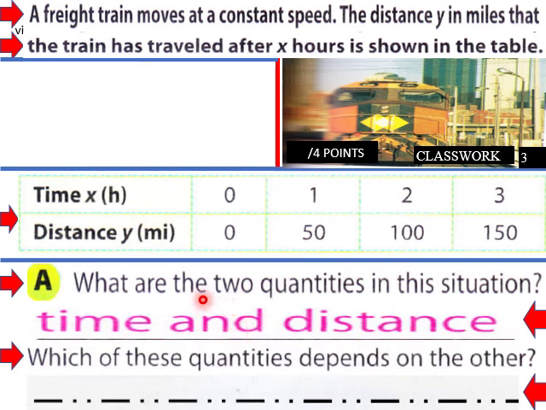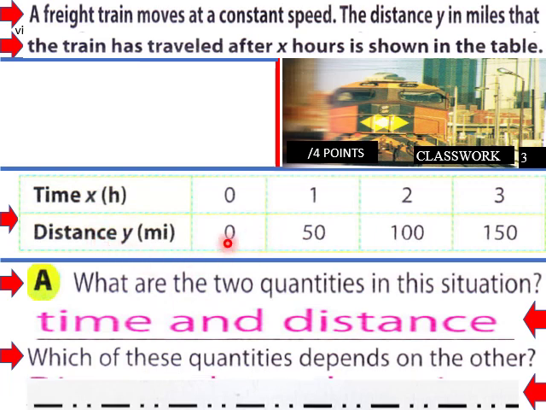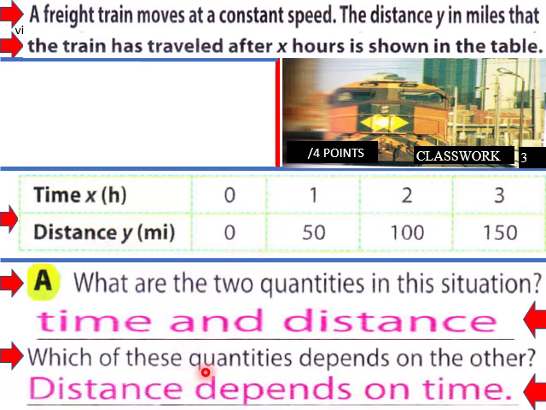So the two quantities are time and distance. And then which of these quantities depends on the other? Distance depends on time, right? I mean, at 0 time you go 0 miles. At 1 hour, how many miles do you go? 50, etc. So distance depends on time.